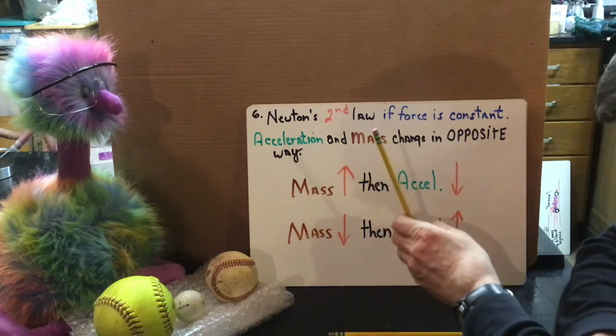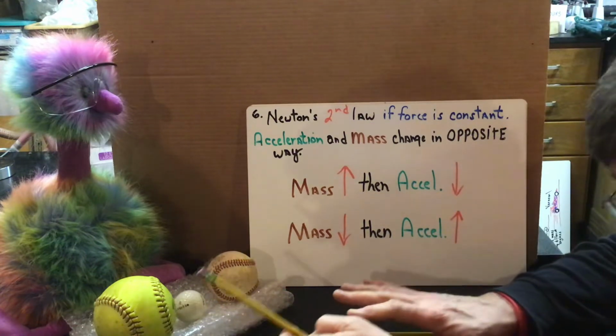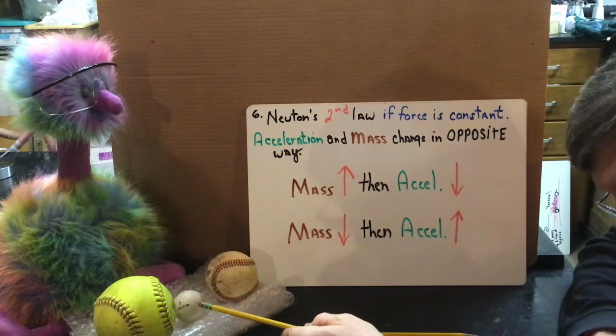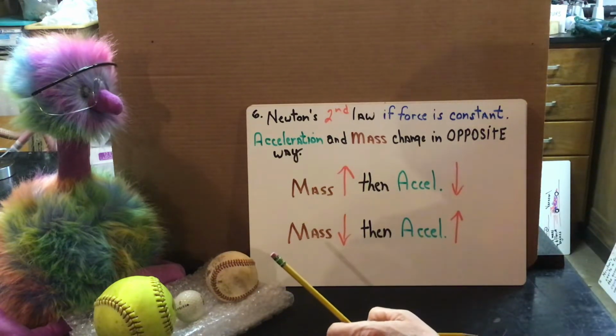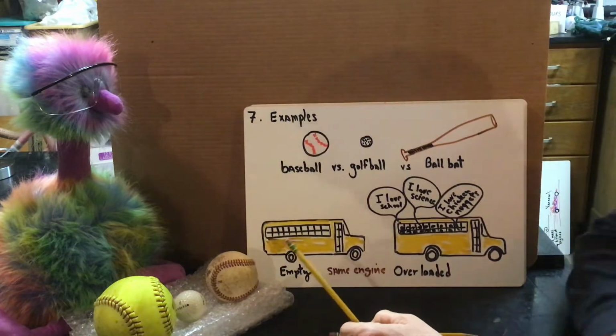Now, as the mass went up, the acceleration went down. The heaviest one went the least distance. As the mass went down, the acceleration went up. The one with the least mass went the farthest. Okay? That's a direct application of Newton's second law.